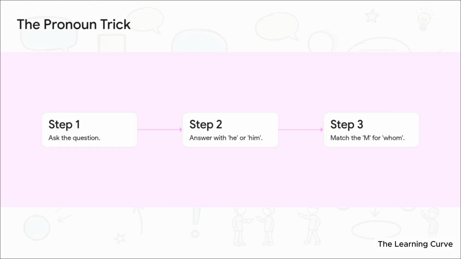Okay, but what if you're still stuck? Well, here is your absolute secret weapon to defeat this battle every single time. Rephrase the sentence and try to answer it with he or him. If he works, you use who. But if you can answer your question with him, you use whom. And the reason why is so brilliantly simple. They both share that ending letter M. Him goes with whom. It's a foolproof matching trick that works like a charm.